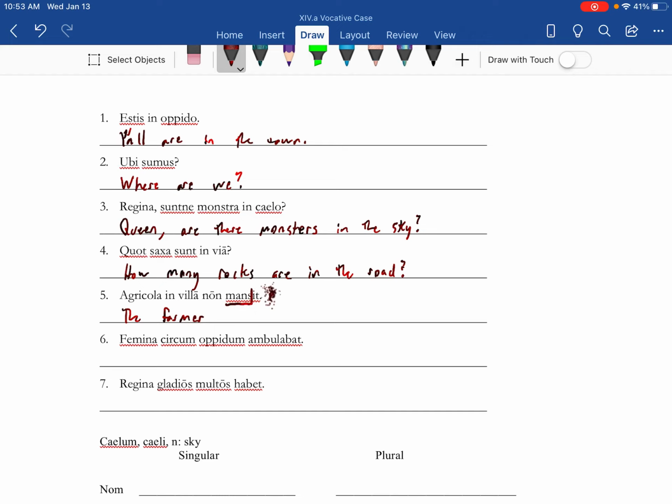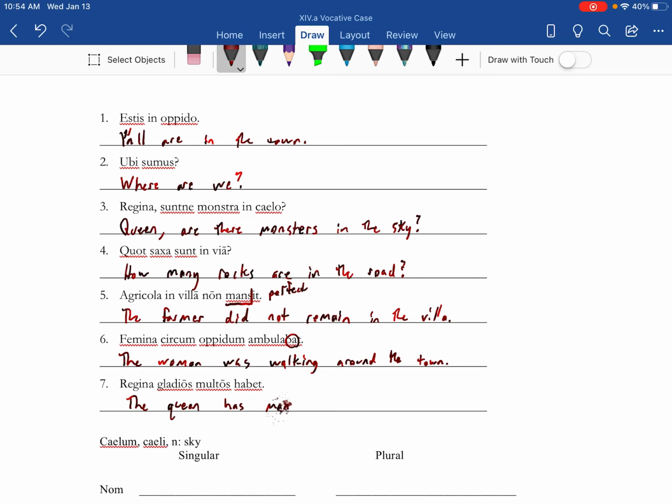Alright, and this is coming off the third principal part, so that's going to be perfect tense. Did not remain. In the villa. The woman was walking. Around the town. Regina, the queen, has many swords.